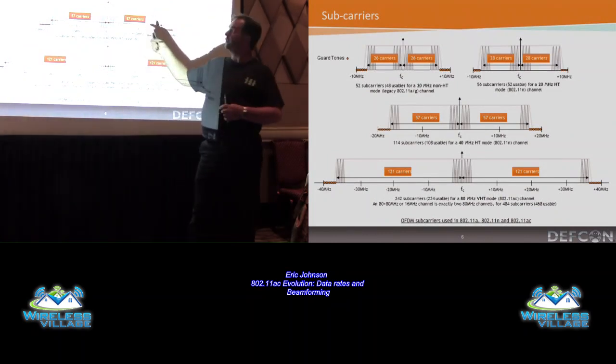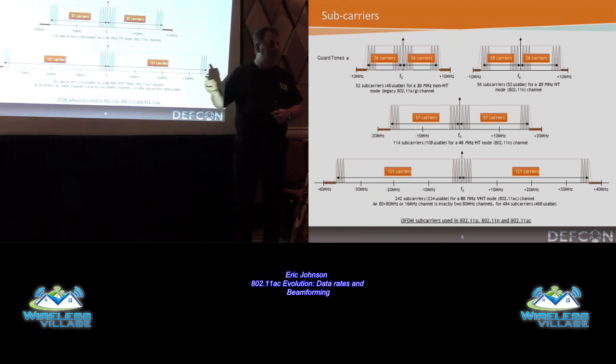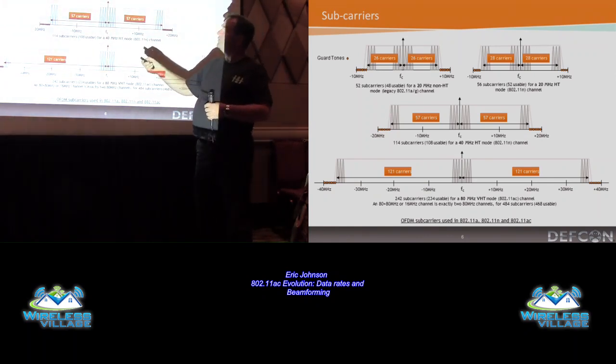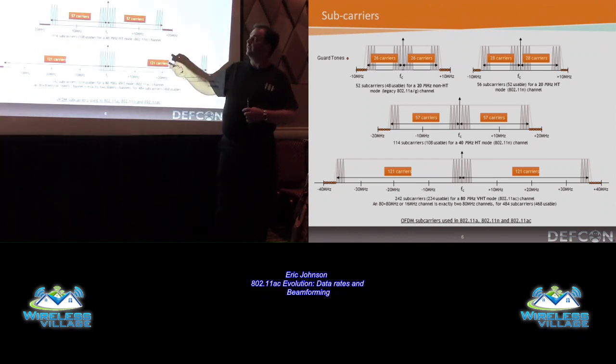But this is what you're looking at when you're talking about 802.11n, 802.11g, 802.11ac. This is OFDM modulation, orthogonal frequency division multiplexing. What that means is the information is actually divided up on a whole bunch of individual frequency tones.